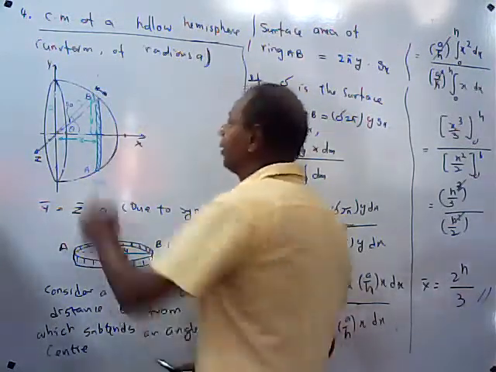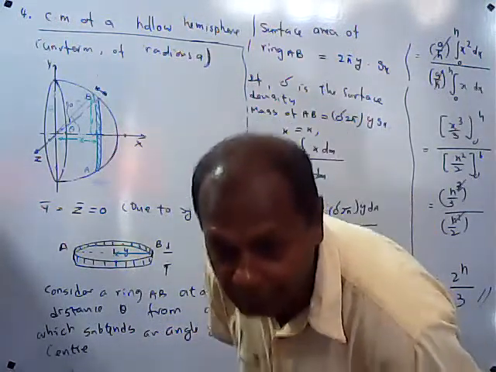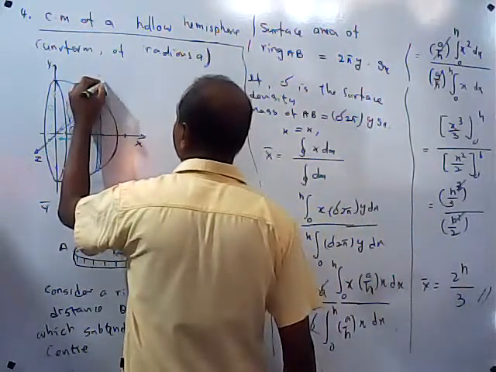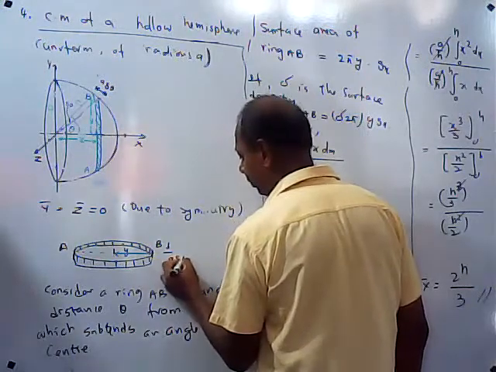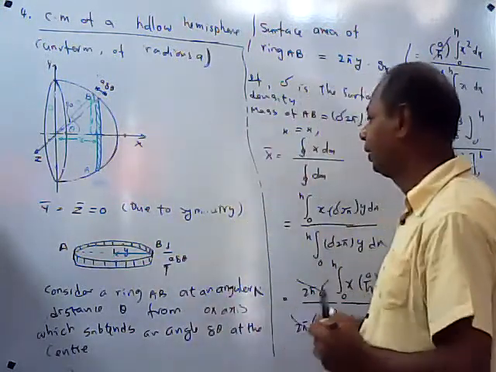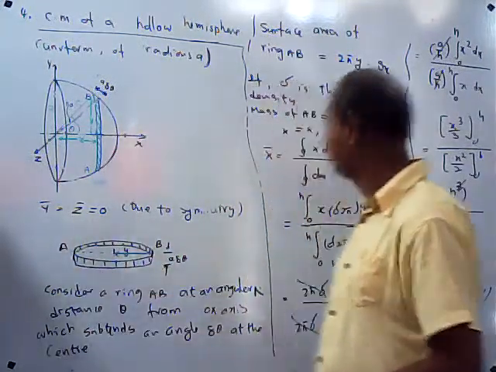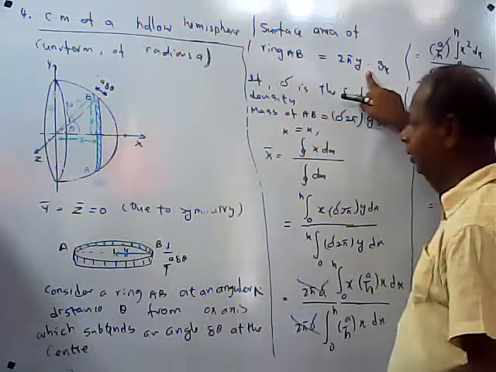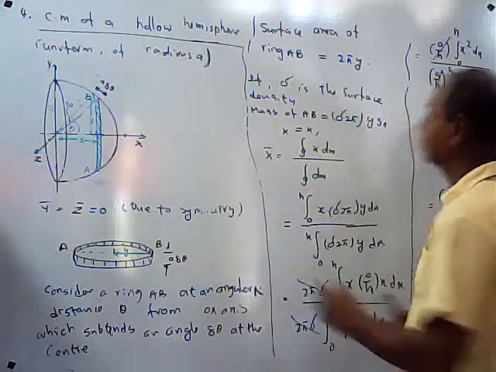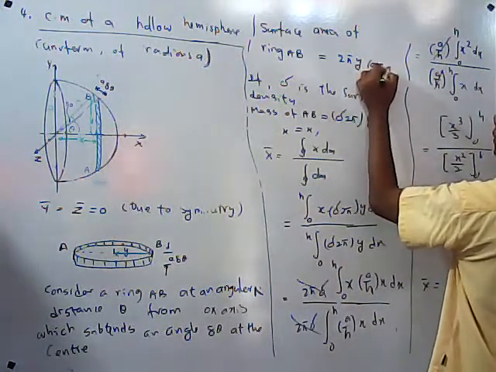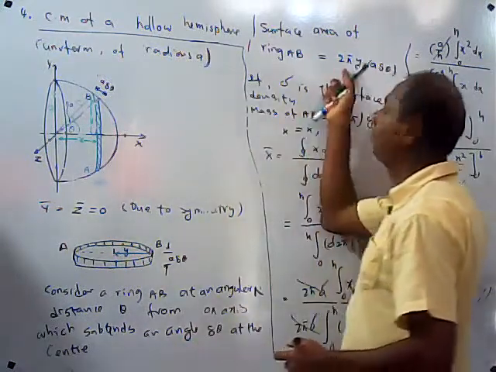A delta theta. Yeah, a delta theta. Right. Then again we need the surface area. Surface area is 2 pi y, not delta x, will be 2 pi y a delta theta. If the surface density is sigma, you will multiply this by sigma to get delta m.